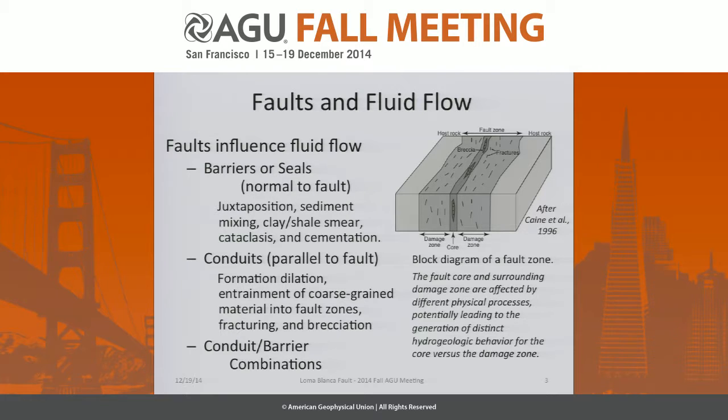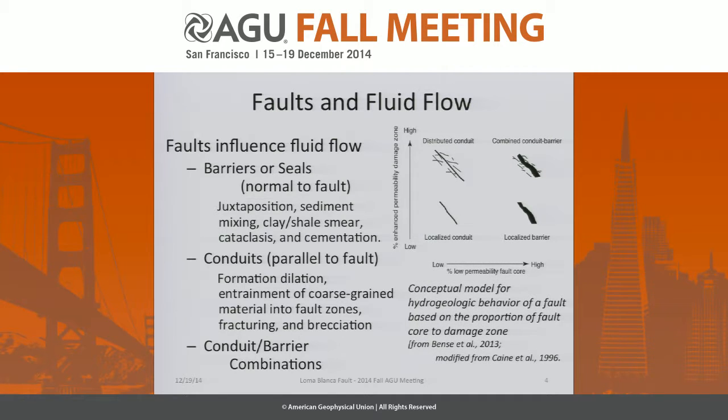There are a variety of mechanisms which lead to these two configurations, or having them both occur simultaneously, such as juxtaposition, fracturing, cataclasis, cementation, brecciation, and the like. We're going to focus mainly on faults as barriers in this talk.